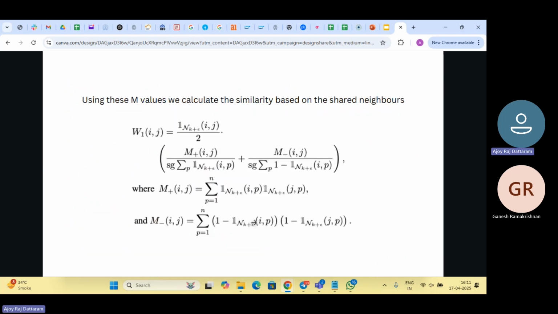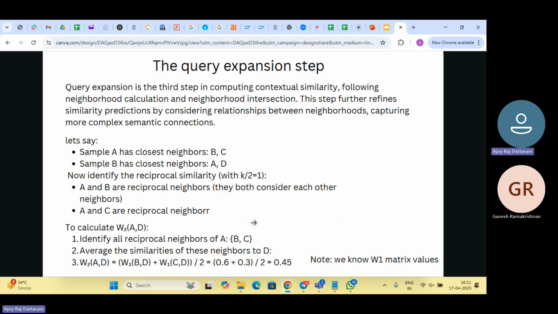Okay, so this is what we have got, W1. Till here, the author has calculated W1, and now the author is defining a query expansion step. In this step, let's say that the sample A has the closest nearest neighbors B and C, and B has A and D. So now we identify the reciprocal similarity.